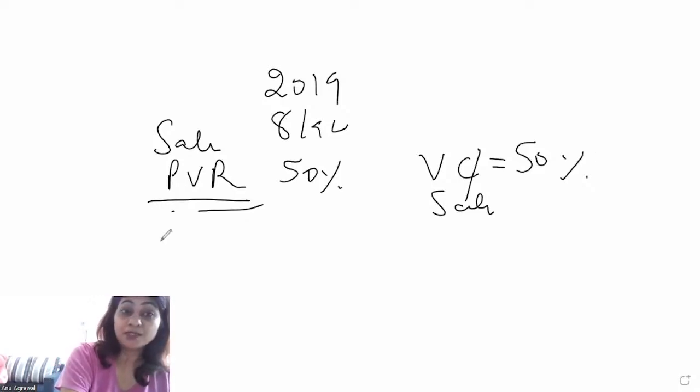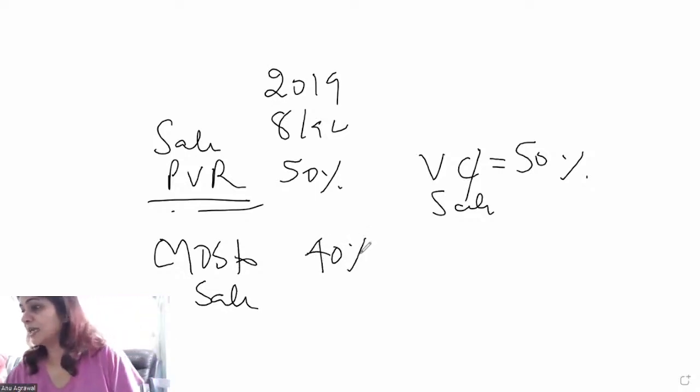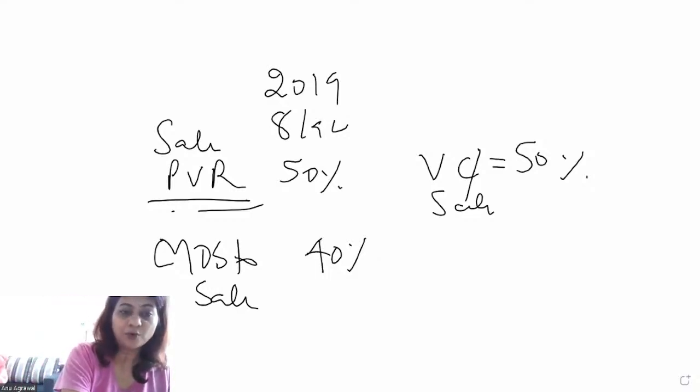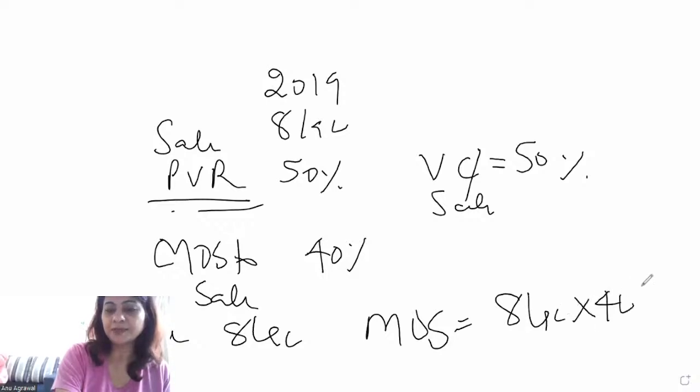Yes. They've also given me that MOS to sales is 40%. So I used that information, right? So if total sales is 8 lakhs, MOS sales will be how much? 8 lakhs into 40%, which is 3,20,000.